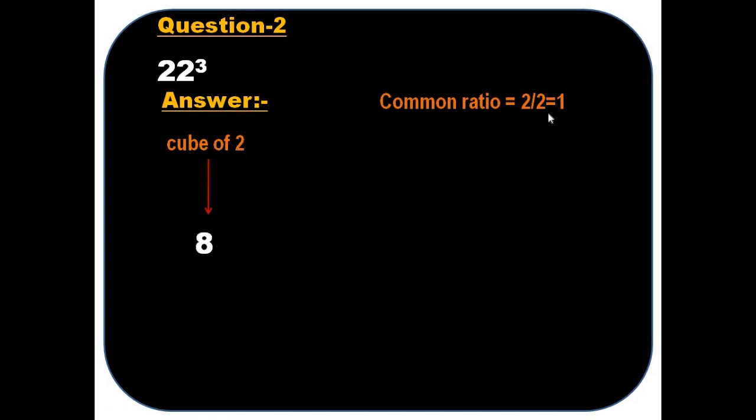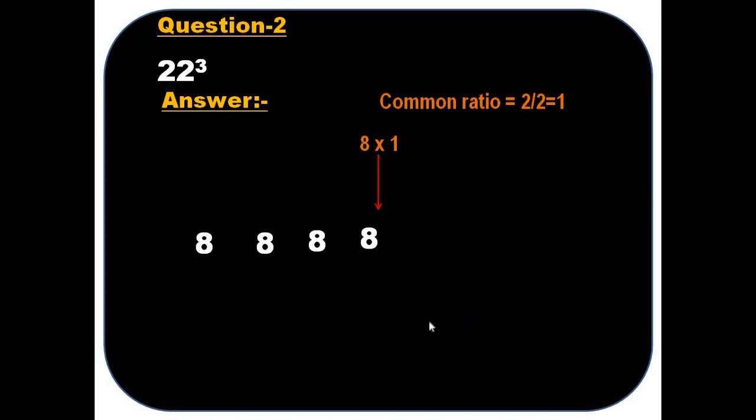Now what is the common ratio? 1. So multiply this number with the common ratio successively. So first one, 8 into 1, that is nothing but 8. Again 8 into 1, that is 8. Again 8 into 1, 8. Since the common ratio is 1, this sequence is 8, 8, 8, 8.